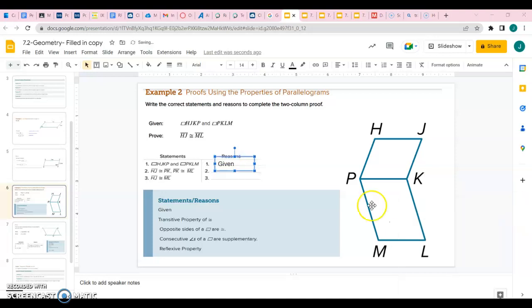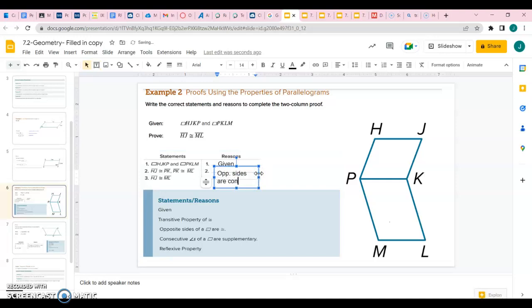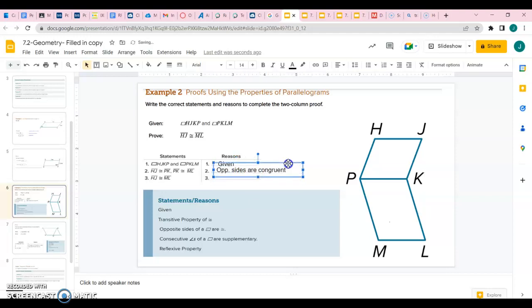So now my second one. If I look at HJ is equal to PK, and PK is equal to LM, that's going back to my theorem, and it tells me that the opposite sides of a parallelogram are congruent. So we're just going to write opposite sides are congruent. And then my last one, HJ is equal to LM. That one is the transitive property, and if you just remember, transitive property just means that they are the same, that we could flip it. Okay?